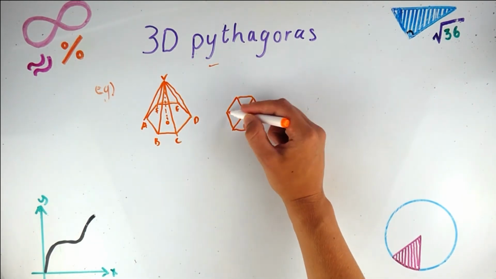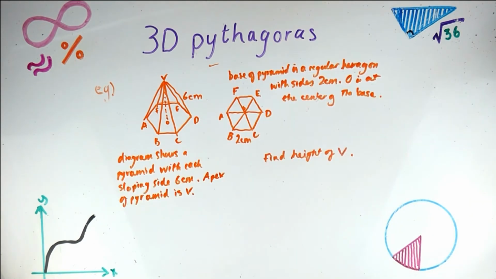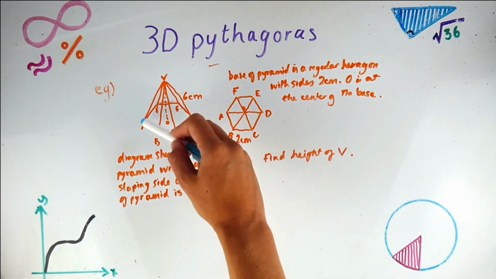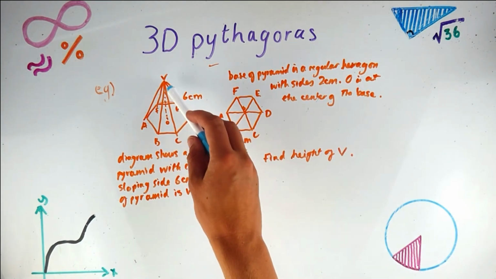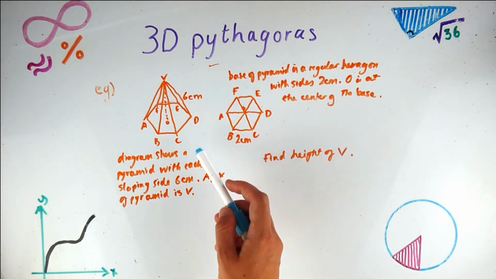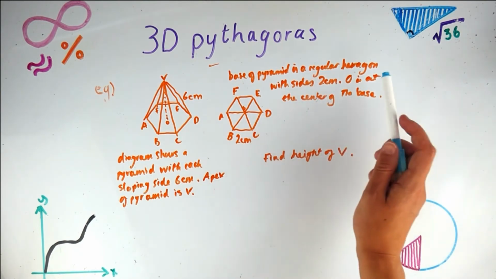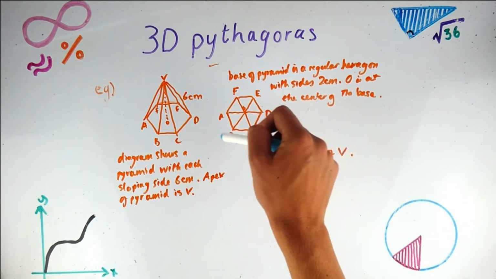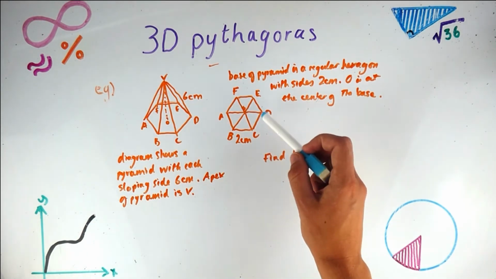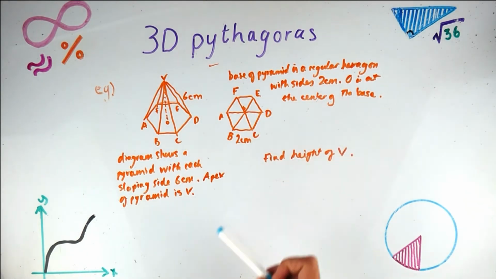Okay, so in this exam question, it says the diagram shows a pyramid with each sloping side 6 centimetres. Apex of pyramid is V. And here's the diagram. So it just means that all the points meet at V, and these sloping sides are 6 centimetres. The base of the pyramid is a regular hexagon with sides 2 centimetres. O is at the centre of the base. So here's a bird's eye view of the base. And each side is 2 centimetres, and it's a regular hexagon. So find the height of V is the question.